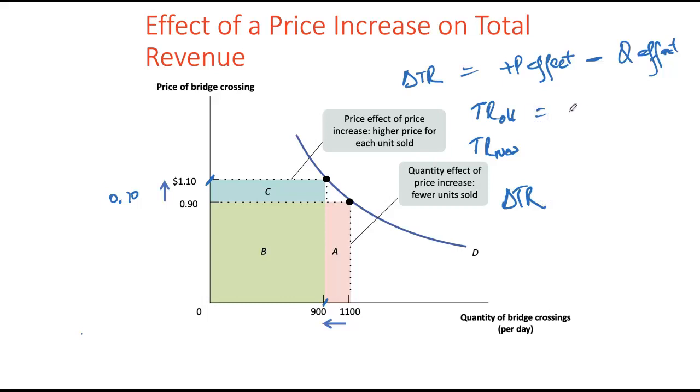The old revenue, or the initial revenue, is A plus B. The new revenue is B plus C. And the change: we have lost area A because of the lower quantity sold, but we have gained area C. So one of these is always negative. In this case, the price effect is positive and the quantity effect is negative. Depending upon which area is bigger, that will determine what happens to your total new revenue.